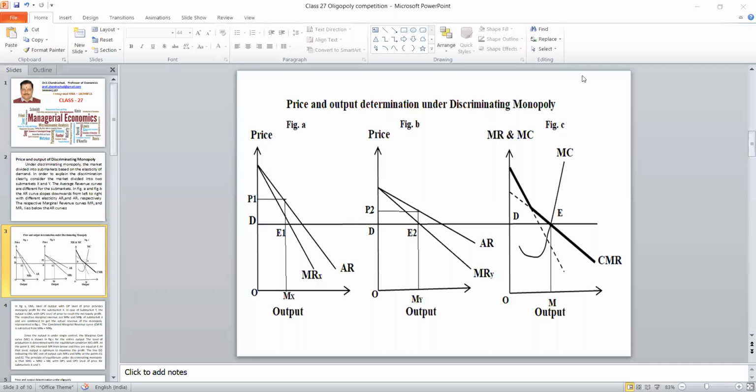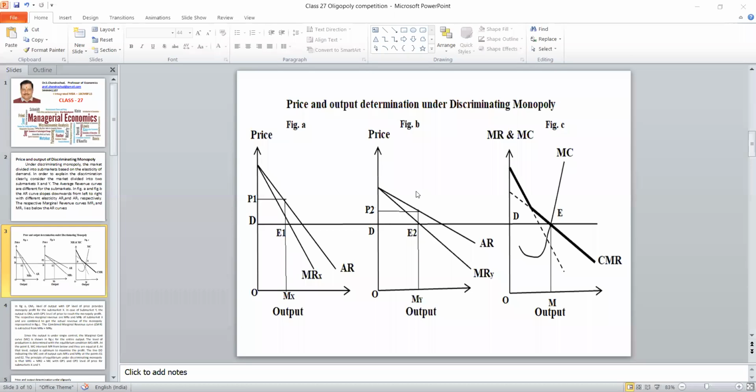So if we plot the marginal revenue of both markets in a single diagram, figure C, you can see there is an intersection of MRX and MRY. We have to take only the upper part of the combined revenue. That is why that marginal revenue curve lies above both marginal revenue curves. The dark bold line represents the combined marginal revenue.